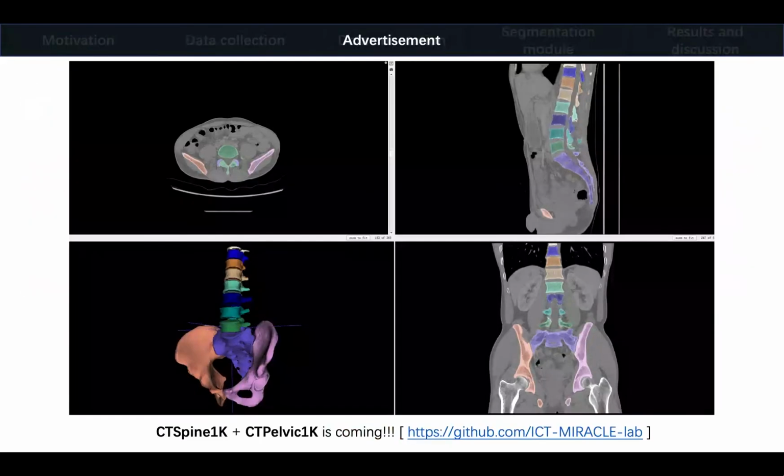At the end, I want to introduce our recent work, the CTSpine1K dataset. It consists of more than 1,000 CT images annotated with 24 vertebrae. For more information about this dataset, you can refer to our lab's GitHub homepage. And CTBone is coming. We will open source a model and a dataset covering spine and pelvic bones simultaneously, so please stay tuned for that.